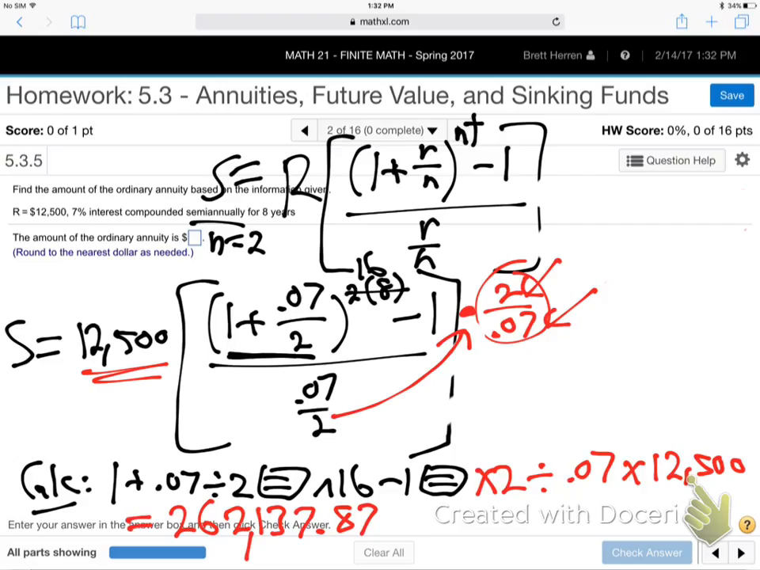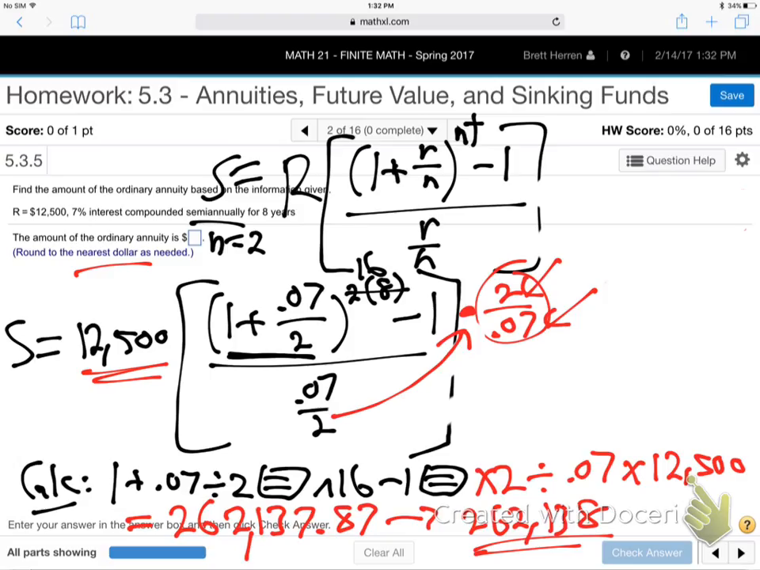What's that number? 262,000? I should have said nearest dollar. I better read that careful. So we got to round it: 262,138. $262,138 will build up in that account over 8 years. You keep making those $12,500 payments twice a year, and they're going to grow with interest. It's going to become $262,138.